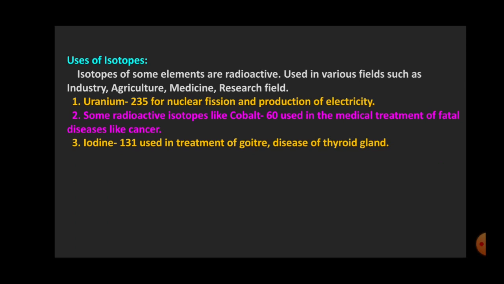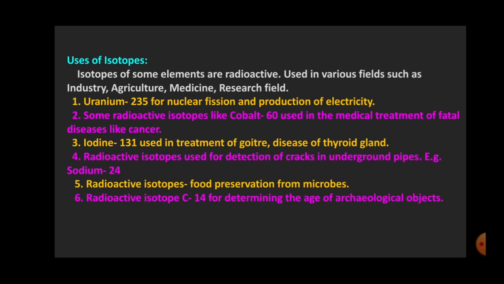Some people develop a bulging structure or a swelling in the neck region, front side, that is the throat region, and that is called a goiter, right? So for that, the iodine-131 is used. Then radioactive isotopes are also used for the detection of cracks in underground pipes, right? And that isotope is sodium-24.